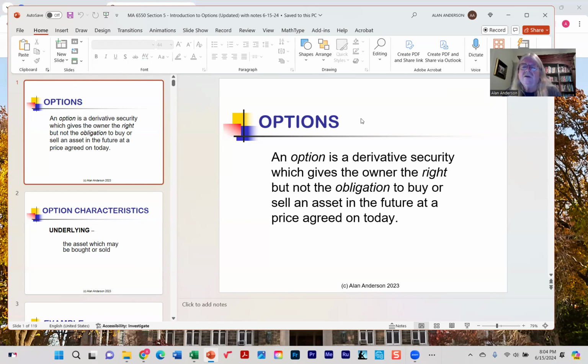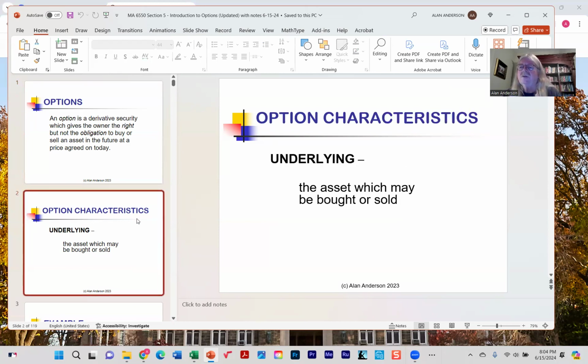Now, options are characterized by several key features. For one thing, an option can be written on a large number of different assets. In other words, the option is itself a type of contract, although it is traded in the marketplace in the same way that a futures contract is, where the contract has to specify what it is that you have the right to buy or sell.